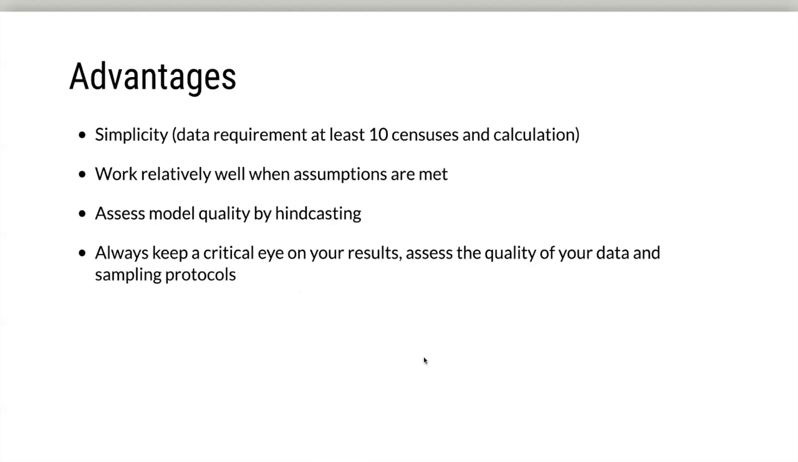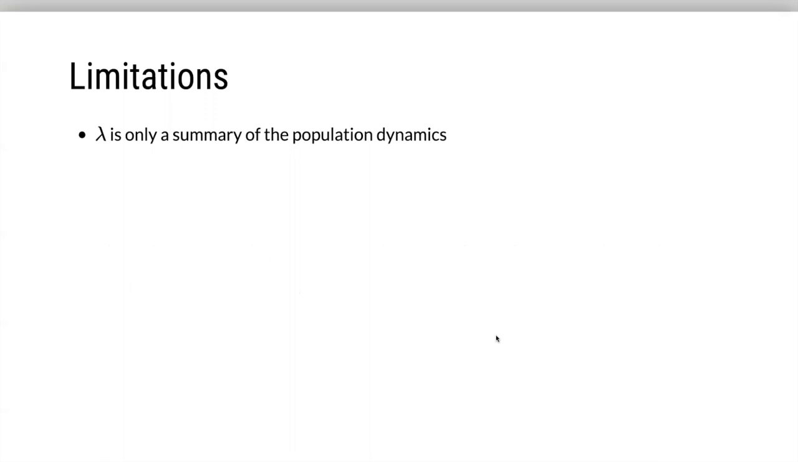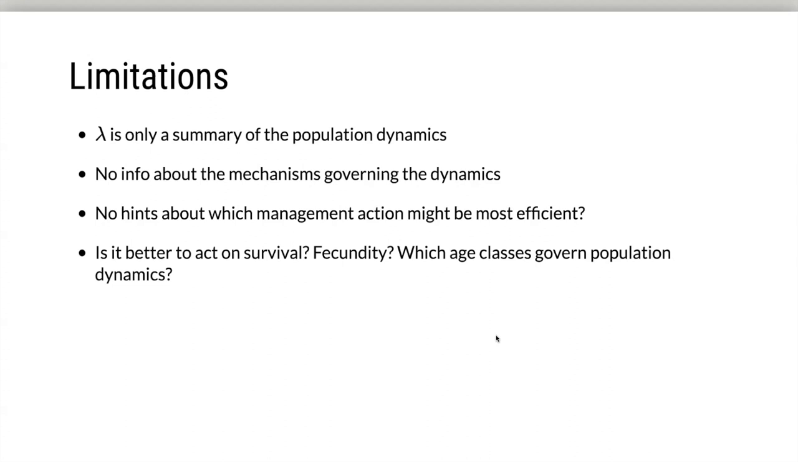In any case, running a PVA on count data does not inform about the functioning of the population, because lambda, the growth rate, or r, the rate of increase, is only a summary of the population dynamics. So you don't have any precise information about the mechanisms that govern the population dynamics, and in particular, on which parameter you can act to, for example, ensure that the population increases better, or prevent the decline of a population, or regulate a population. You don't really know on which demographic parameter it's most efficient to act. So it's not really informative for setting up management actions.